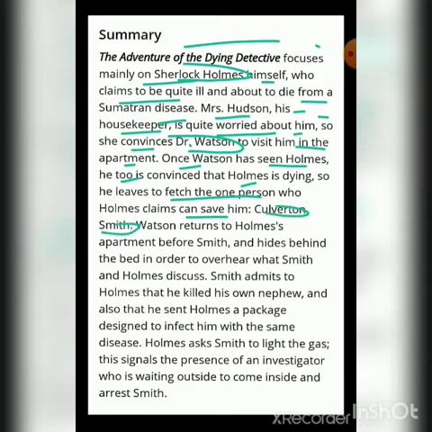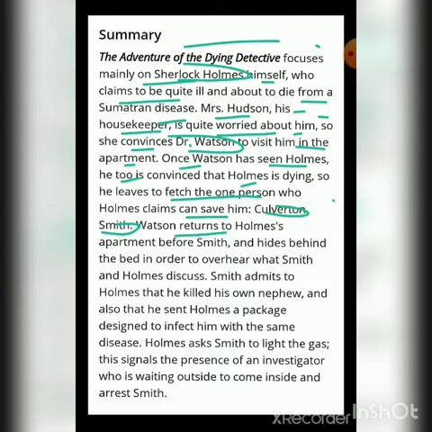Culverton Smith. So Holmes tells Dr. Watson to go and fetch that one person who is going to save him, and that person is Culverton Smith. Culverton Smith is the villain, the main villain of the story. Let's read out what he has done in the story.